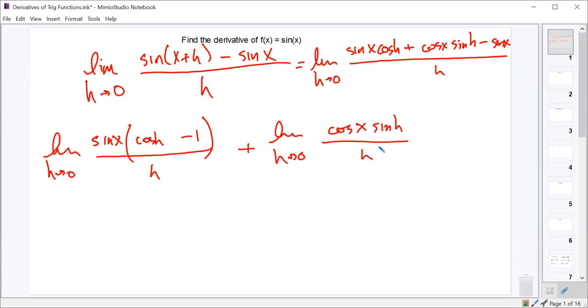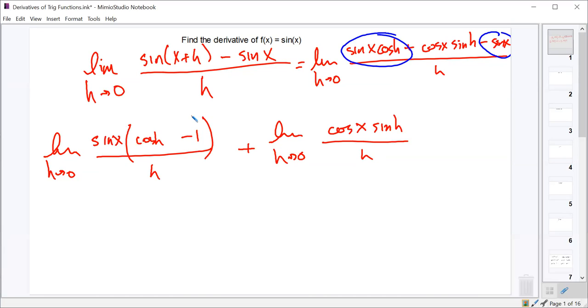You guys okay with that? So I took sine x cosine h and minus sine x, put those together as one limit, right? If I distribute this back out, sine x cosine h minus sine x over h. And then we added to it the other piece, but this is just factored out with sine x. Good or no? Yep. Good.